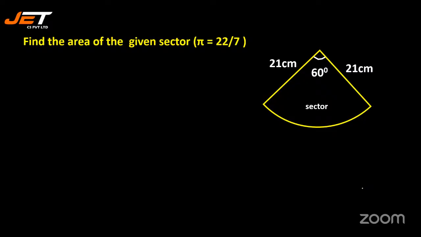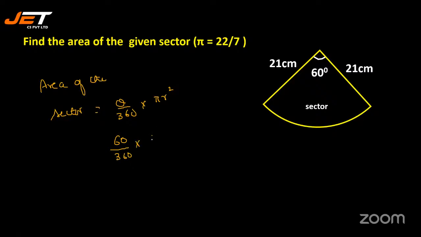Yeah, so area of the sector is equal to theta by 360 into pi r square. So theta is 60 by 360 into 22 by 7 into 21 into 21.